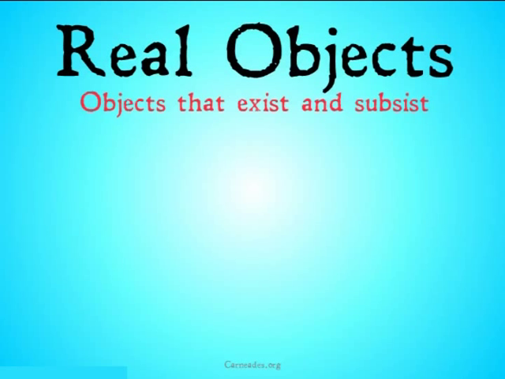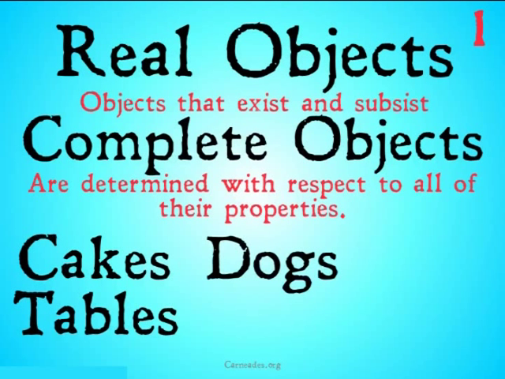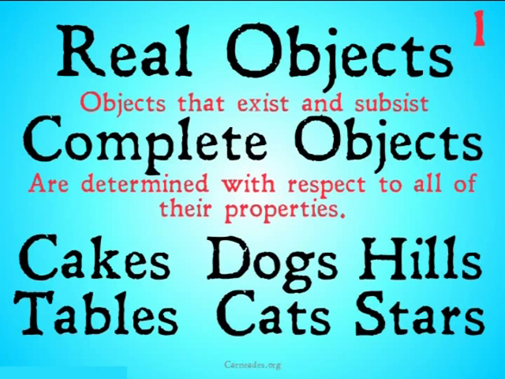So real objects are objects that exist and subsist. This is going to be our first bucket that objects can fall into. They are complete objects. They're determined with respect to all of their properties. They are things like cakes, tables, dogs, cats, hills, and stars. They exist in some tangible, real sense, and they subsist.